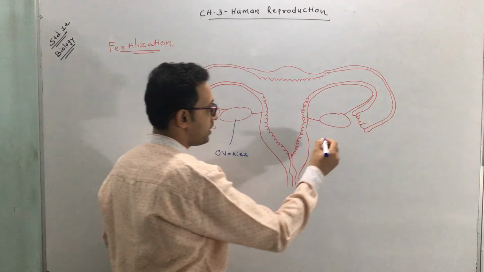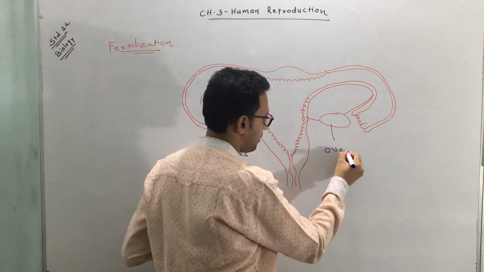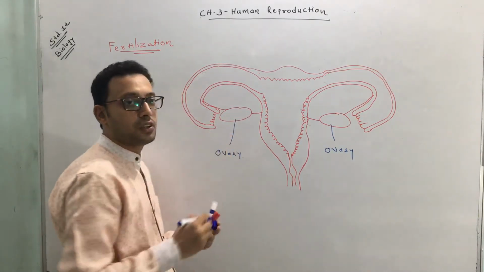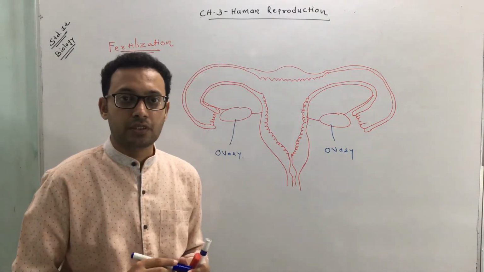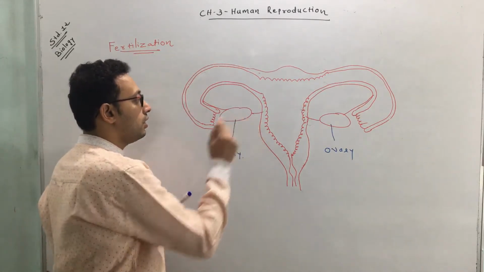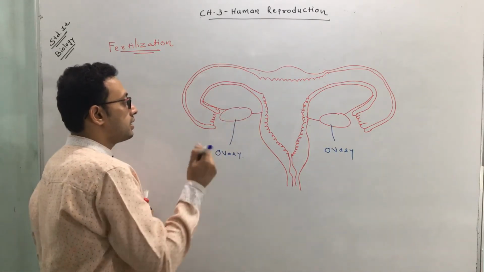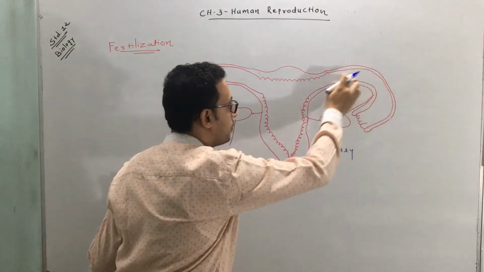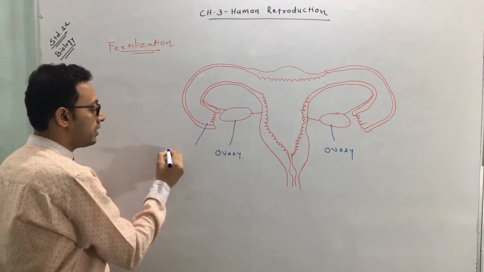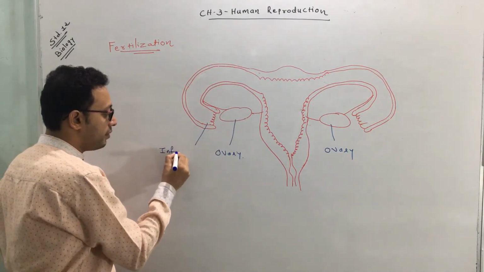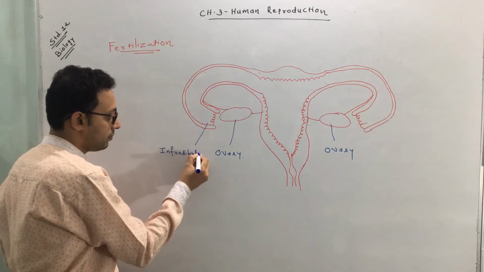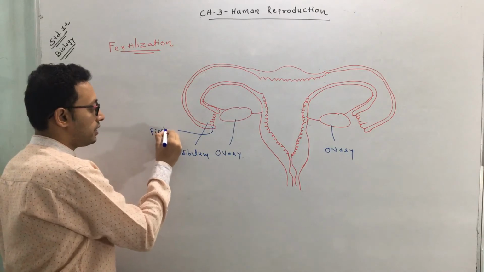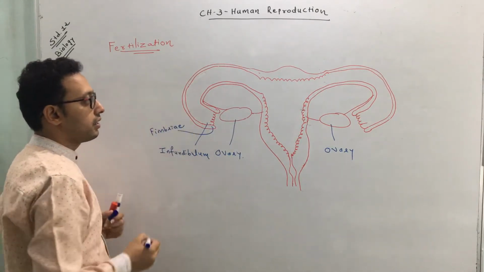These ovaries are present in the lower part of the abdomen, and are attached to the wall of the uterus. Next, nearer to the ovary is a funnel shaped structure of the oviduct. The funnel shaped structure of the oviduct is called the infundibulum. It contains finger-like projections, and these finger-like projections are called fimbriae.